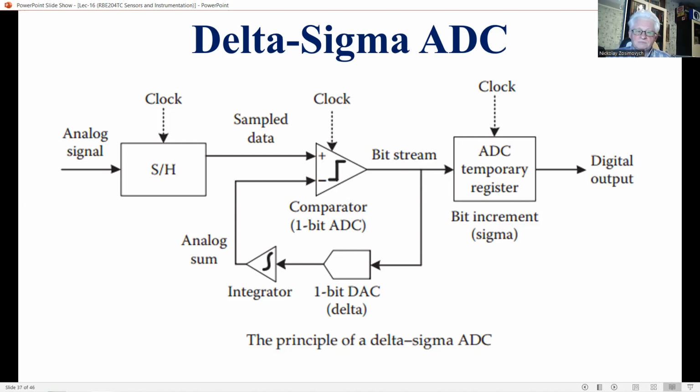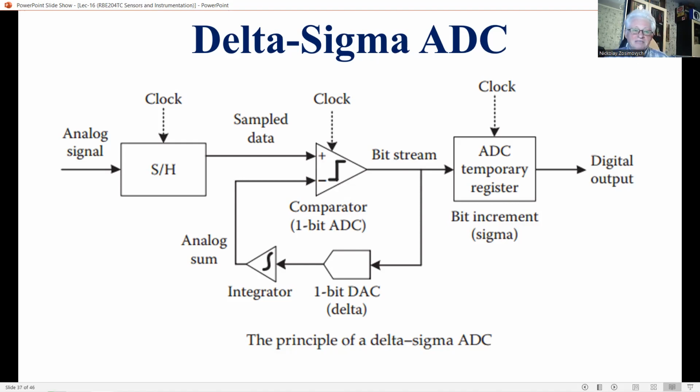The conversion as stored in the temporary register is complete and available for reading by the computer. Hence, the digital word in this register increases from 0, 1 bit at a time, until the value equals the analog sample value. The term delta is used because the digital value in the register is incremented 1 bit at a time, corresponding to the output of the 1-bit ADC, and also because the compared analog value is incremented 1 bit at a time, corresponding to the output of the 1-bit DAC.